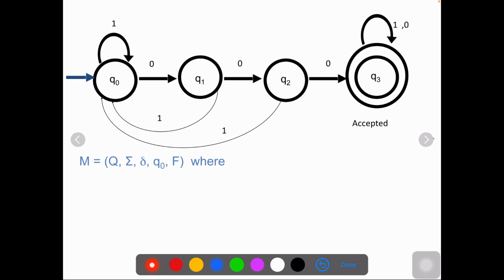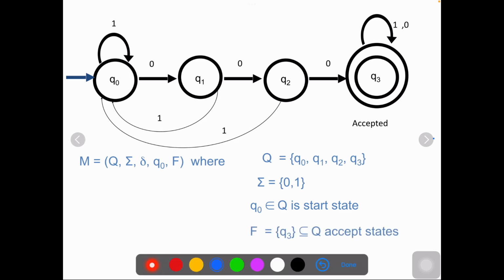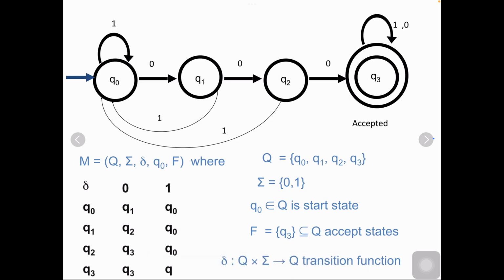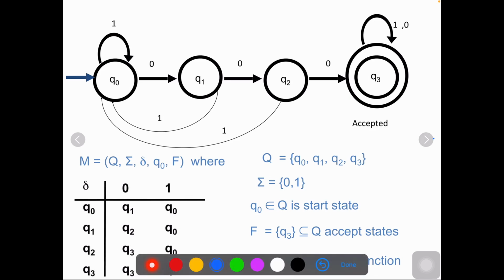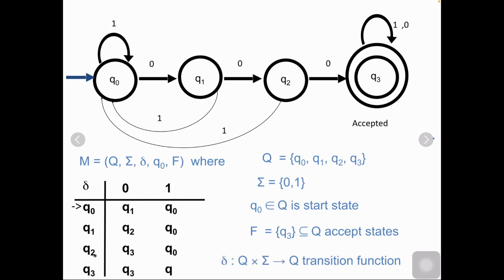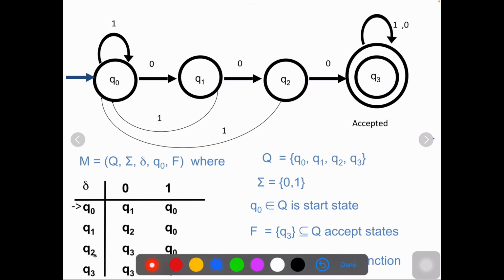And finally you need to write the DFA or DFSM formally. M equals (Q, sigma, delta, Q0, F), where Q is Q0, Q1, Q2, Q3. The input alphabet is 0 and 1 with respect to the transition diagram. Q0 is the starting state, and the final state is Q3. Then finally the transition table. I have written the transition table, where the starting state is indicated by an arrow.